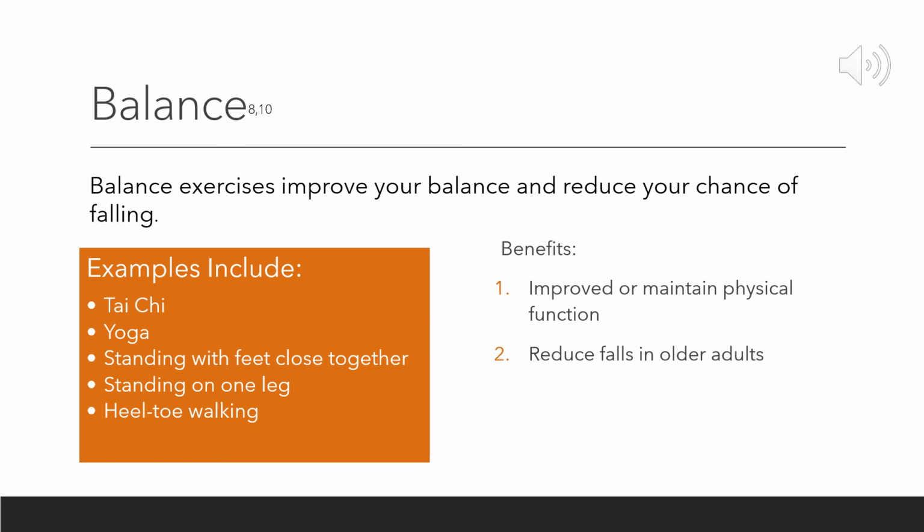Balance exercises improve your balance and reduce your chance of falling. Falls are common in older adults due to weakness and sedentary lifestyles. Balance exercises help prevent falls and serious related consequences. Many lower body strengthening exercises will also improve your balance. Examples of balance exercises include Tai Chi, yoga, standing with feet close together, standing on one leg, or heel-to-toe walking.